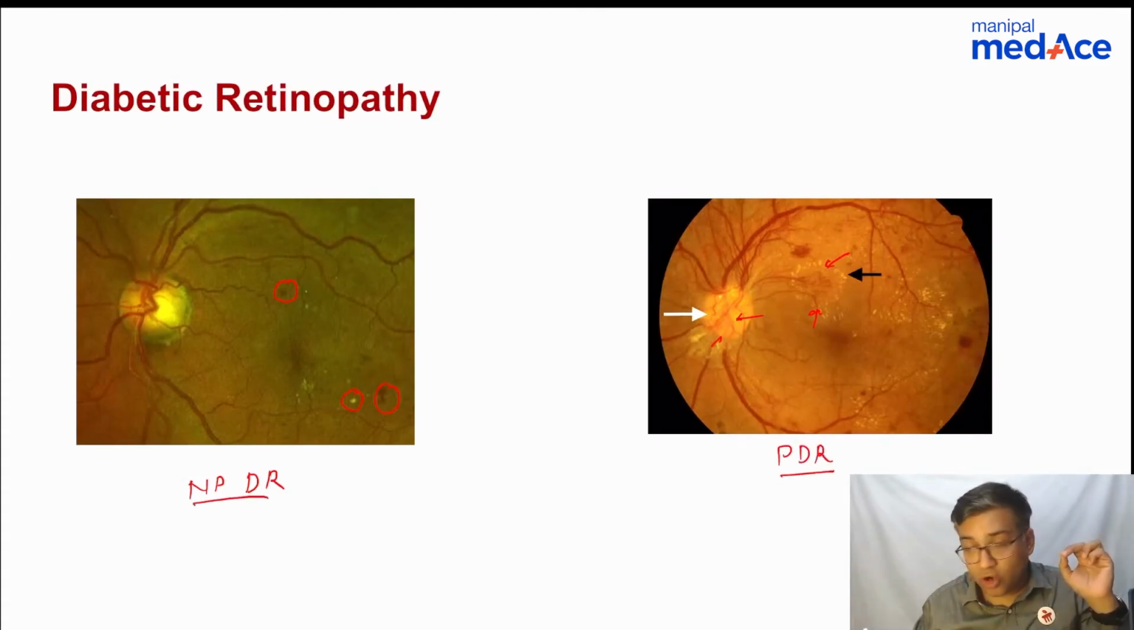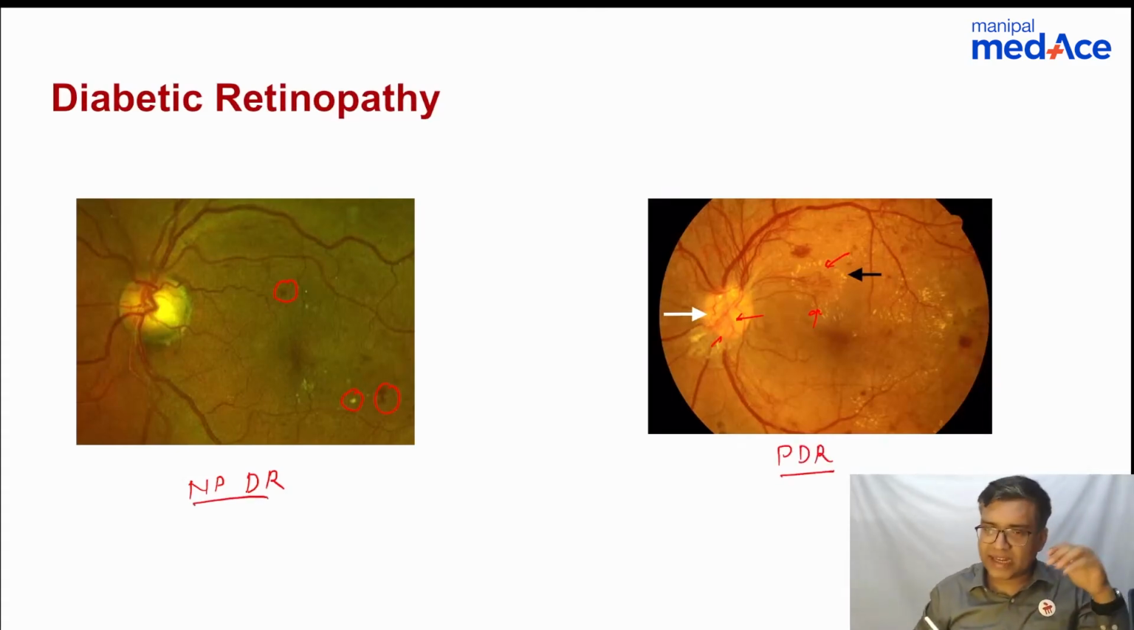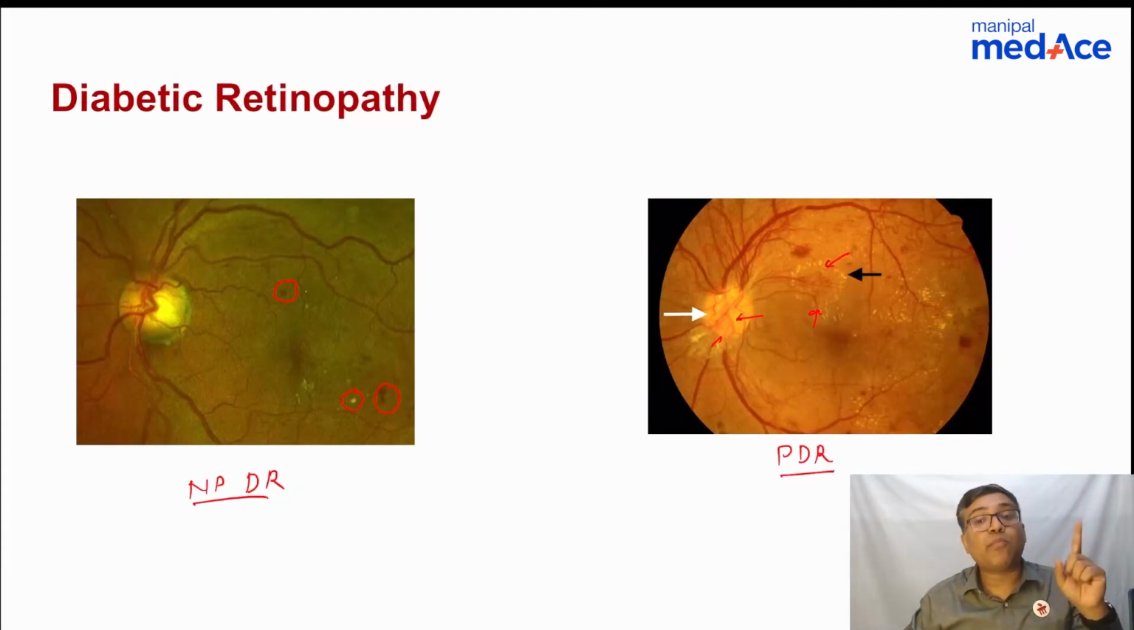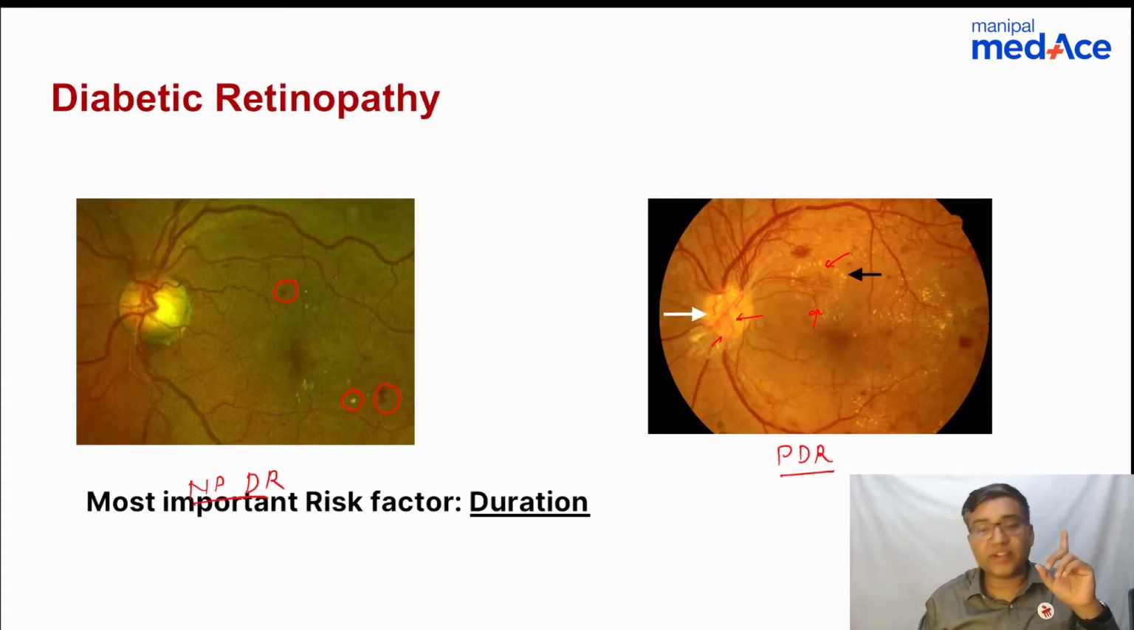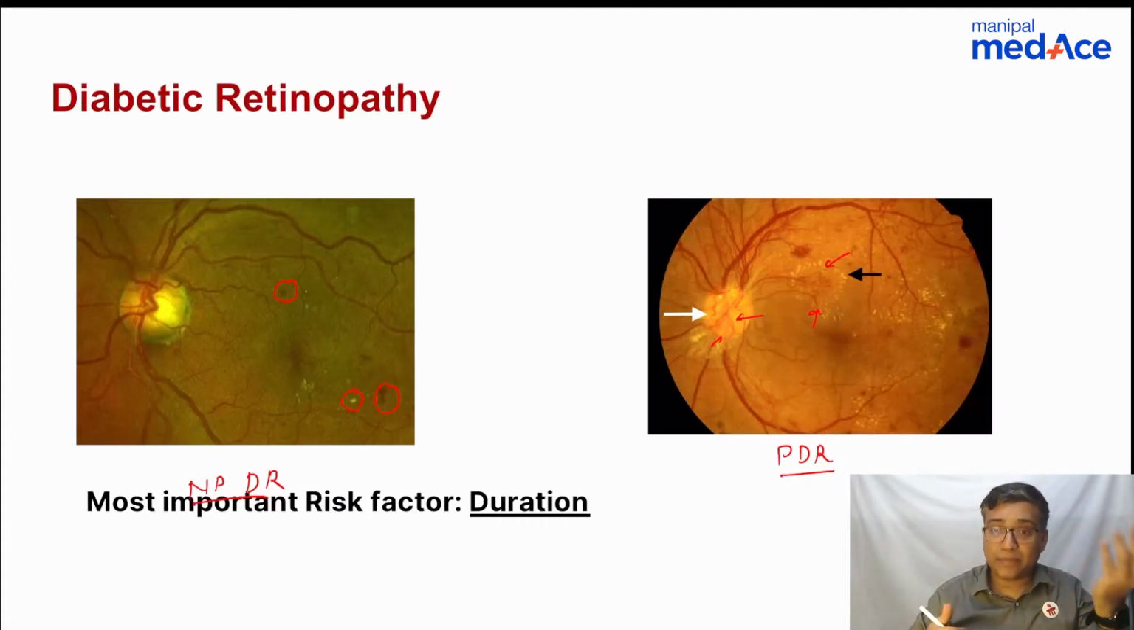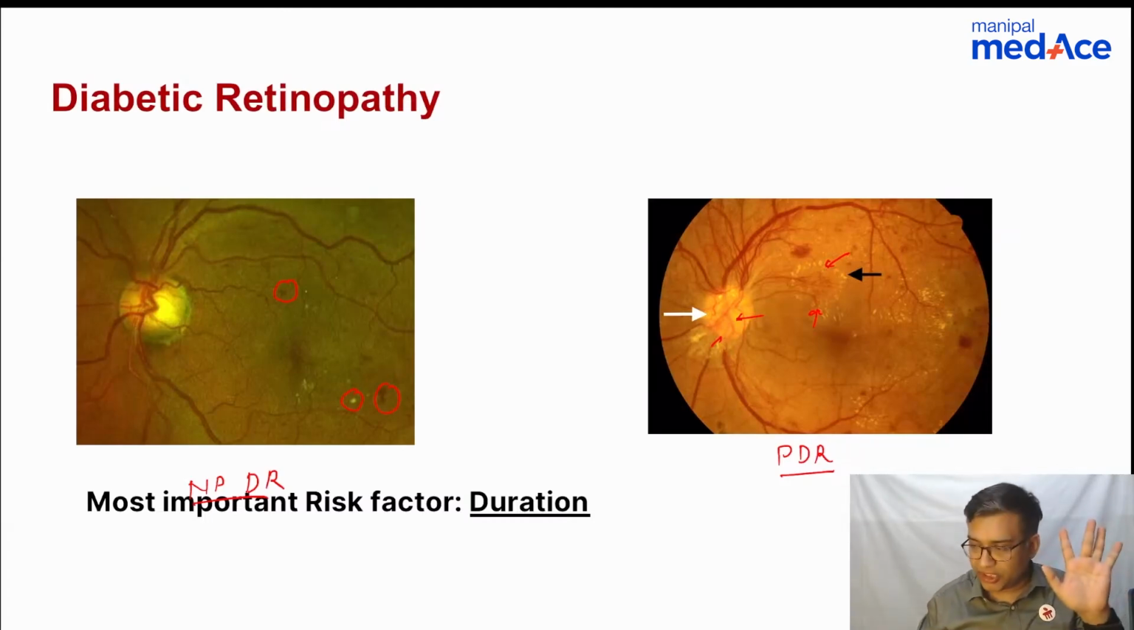So you can have a non-proliferative diabetic retinopathy, and you can have a proliferative diabetic retinopathy. And whenever you are asked what is the most important risk factor for diabetic retinopathy, remember this question. The most important risk factor is the duration of diabetes. Though all the factors, the control of diabetes, hyperlipidemia, and renal factors, are important, the most important one is the duration.